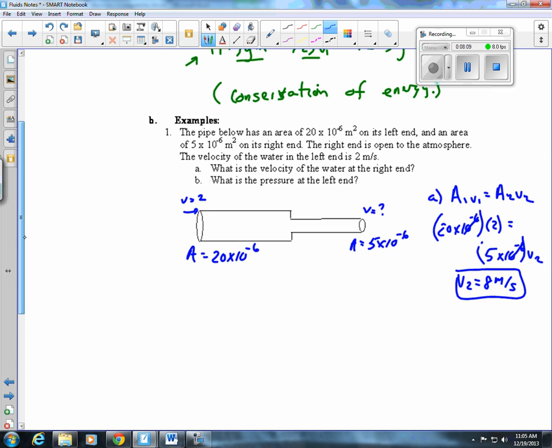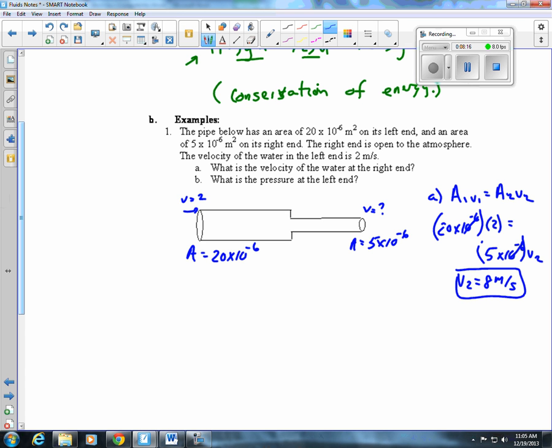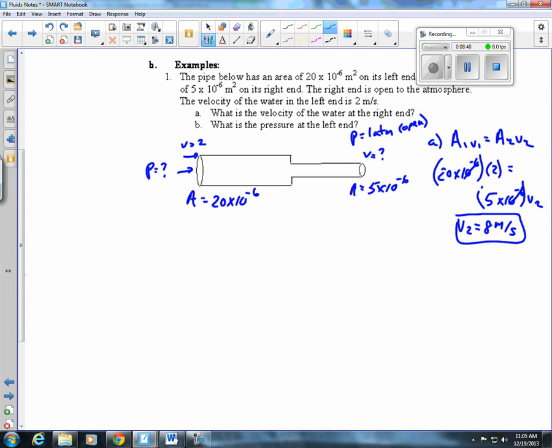Now for part B, we want to find the pressure at the left end. It says it's open to the atmosphere at the right end. So over here, since it's open to the atmosphere, the pressure is 1 atmosphere because it's open. And we want to find the pressure here. Now, if this fluid is static, going back to Pascal's principle, if they're the same height, they're the same pressure. But now that it's flowing, that doesn't have to be true.